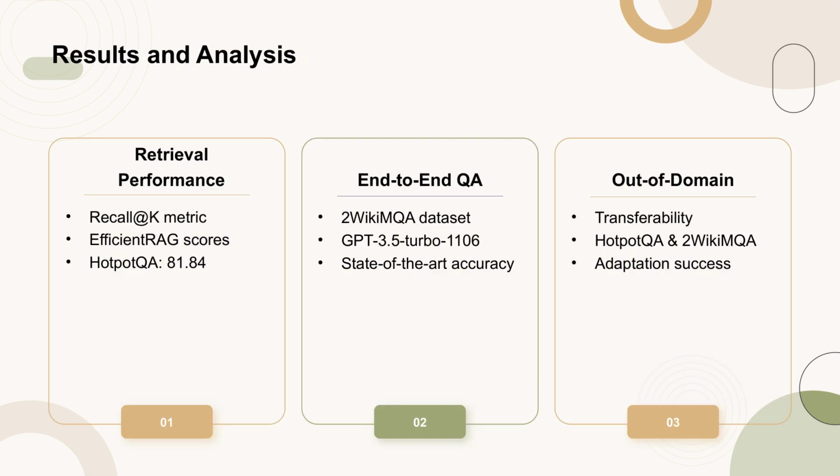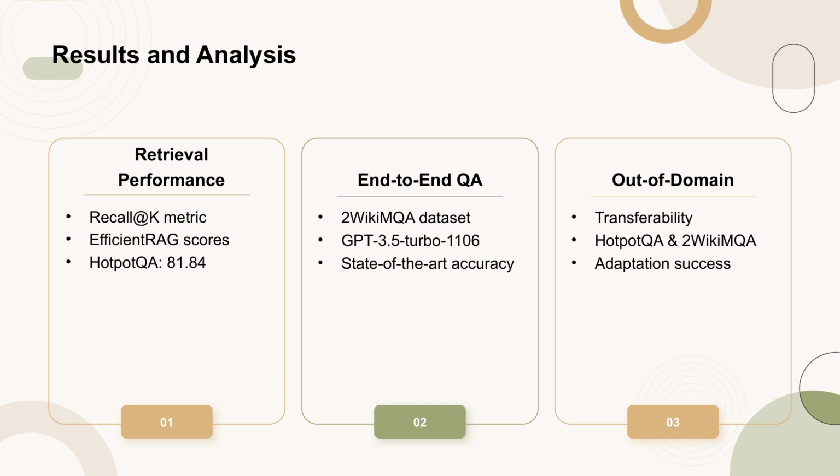In this section, we discussed the retrieval performance of the model using the recall at K metric across different datasets. EfficientRAG achieved high recall scores on the HotPotQA and 2WikiMQA datasets, with values of 81.84 and 84.08, respectively. Additionally, the end-to-end QA performance on the 2WikiMQA dataset using GPT 3.5 Turbo 1106 generator demonstrated state-of-the-art accuracy.